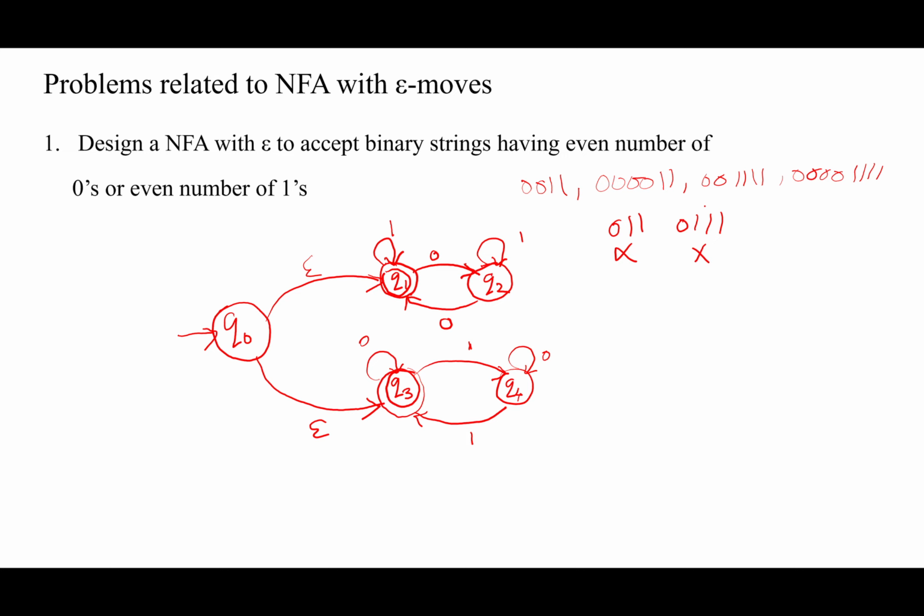If we check with 0 0 1 1 1 1, here it is 0, then again 0, then here we need 4 ones. So in Q1 itself it will stay, for 4 times 1 1 1 1, so it will remain in the same state. So this is the one example.